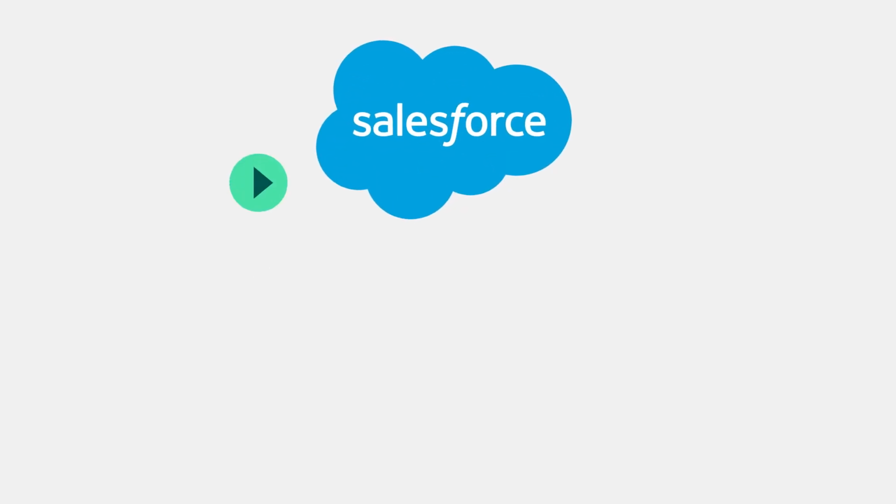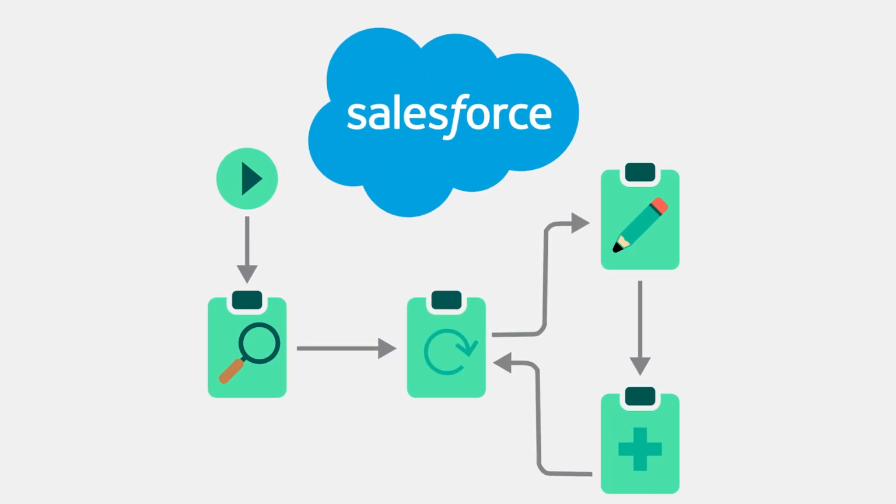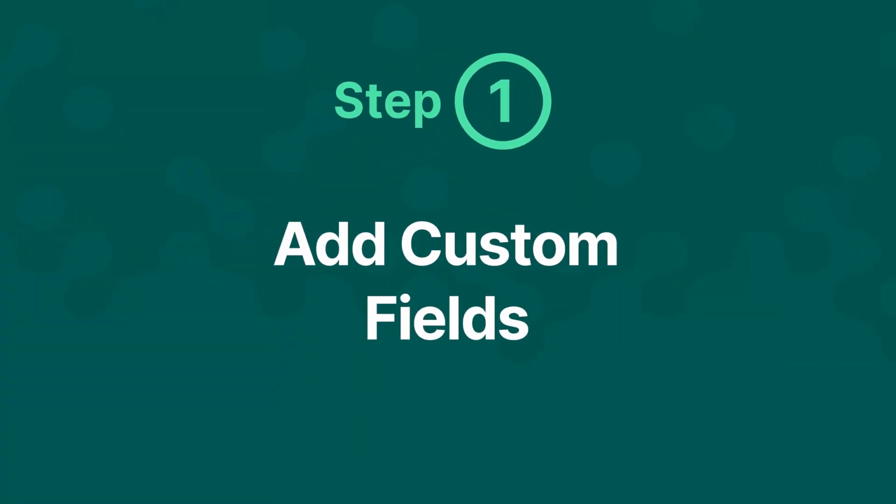By combining these components, you'll have a fully automated invoice creation and email system, making your billing workflows faster and more efficient. Now, we'll show you how to do it. Step 1, add custom fields. Let's start by creating the required fields.